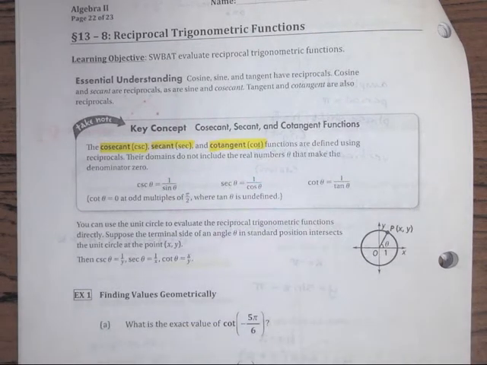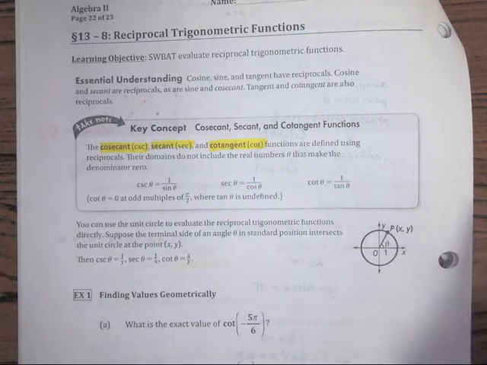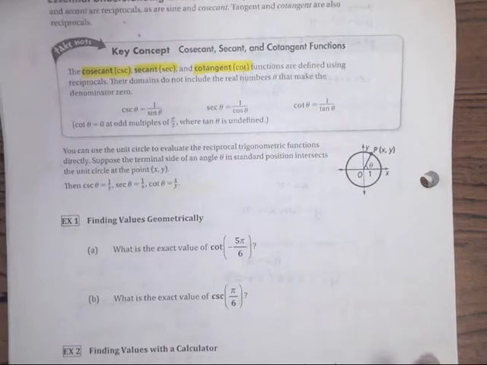Now, the trick to this is keeping track. We know tangent and cotangent go together. They're reciprocals of each other. But keeping track of which goes with which, cosecant and secant with sine and cosine. Keep track of it this way. Cosecant and cosine do not go together. So cosecant must go with sine and secant must go with cosine. The two cos don't go together. All right?